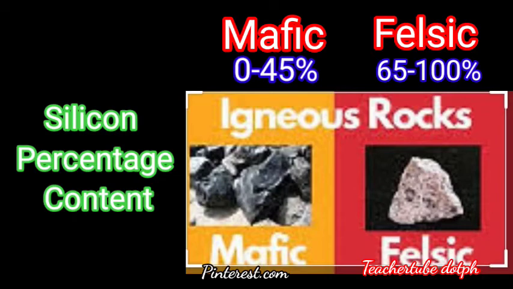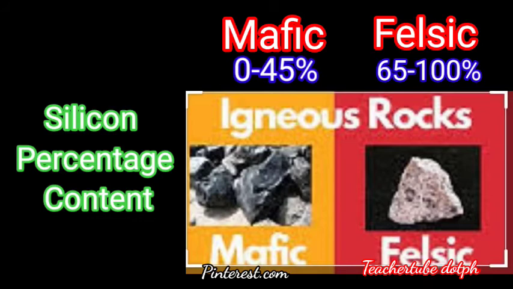Alright, igneous rocks are also classified according to the silicon percentage content. They can be mafic or felsic. Mafic has 0 to 45% silicon, and the felsic has 65 to 100% silicon. Now the mafic rocks are dark colored. They can be broken down into Ma for magnesium and Fic for iron. Fic is actually like a nickname of ferrum. It is a Latin word for iron.